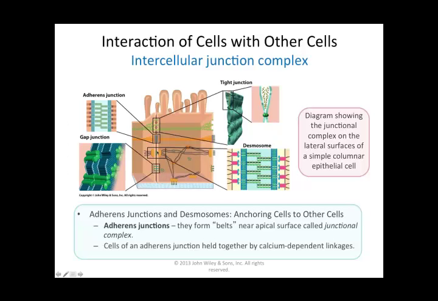So first, what I said, adherens junctions, we are making this belt around near the apical surface of a cell.